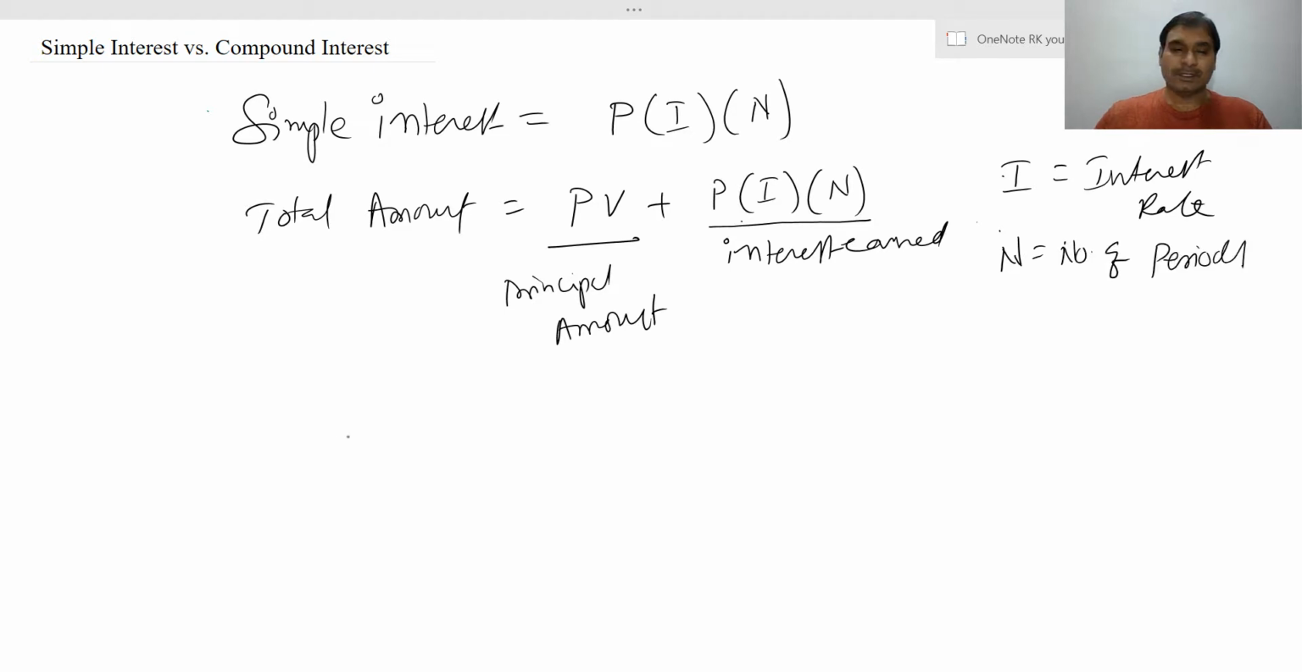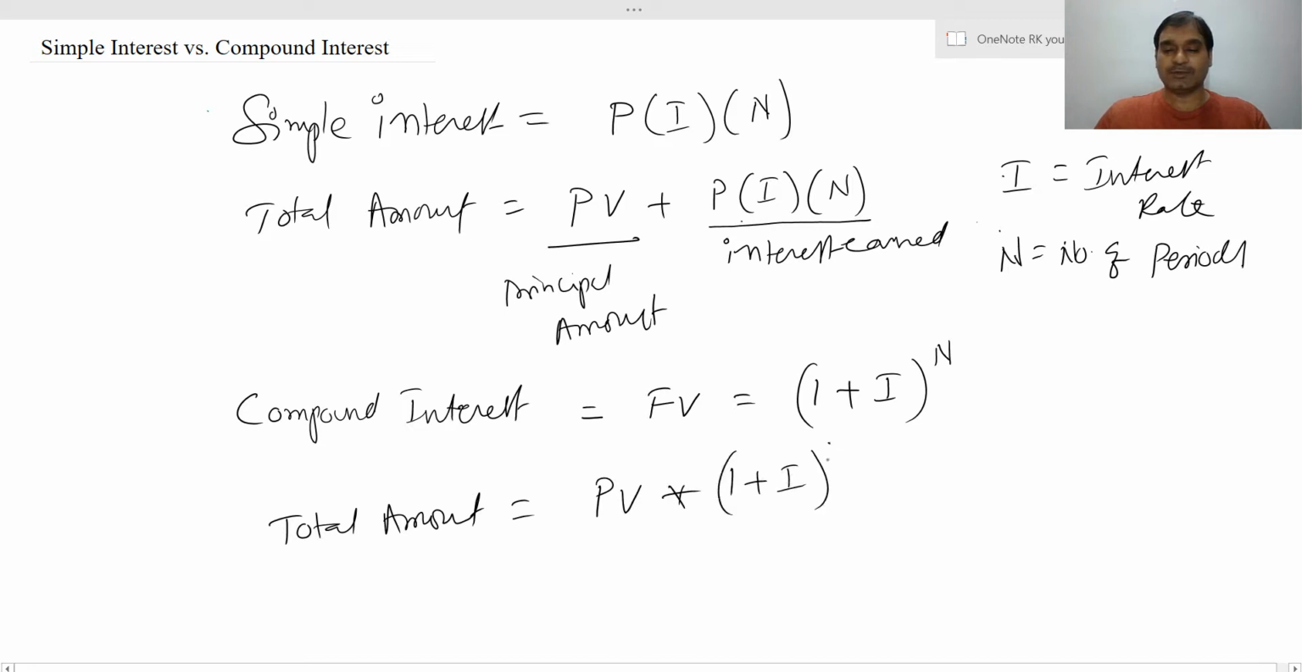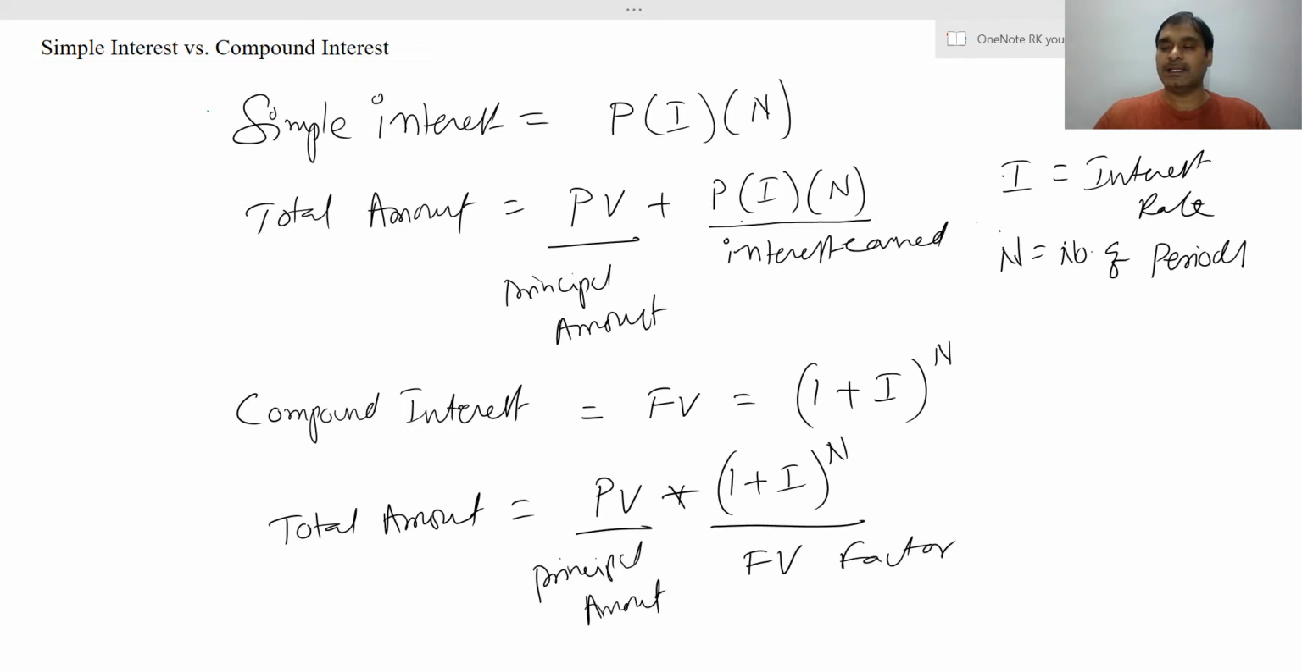In case of compound interest, the interest amount is calculated using a factor, which we call the future value factor. This equals 1 plus I to the power of N. And to get the total amount, this equals present value times 1 plus I to the power of N. So this is the future value factor, and this is your principal amount. The same I indicates the interest rate and N is the number of periods.